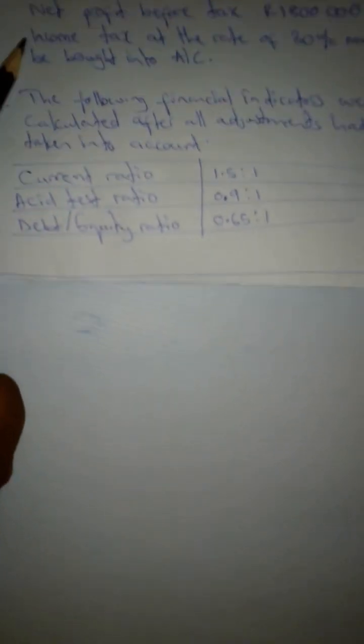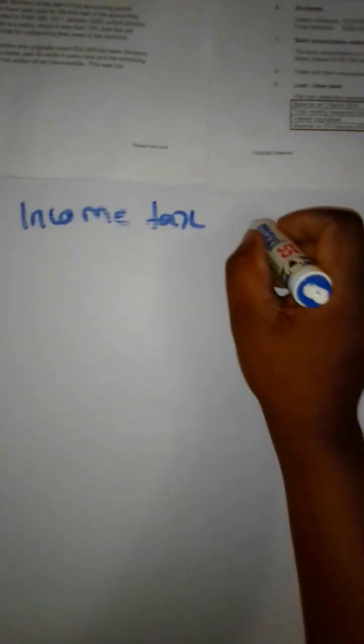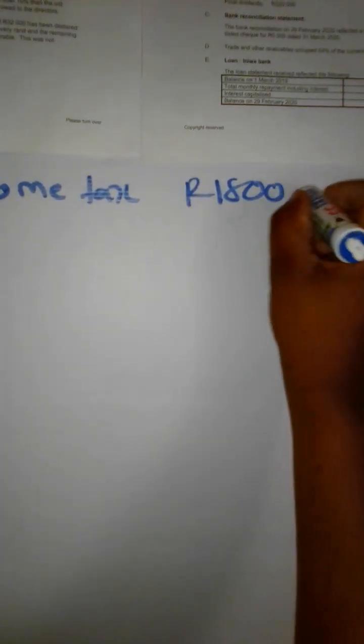Okay, and then let's look again. What else do we have? We have got SARS income tax here. The provisional income tax that was paid is 560. Okay, but here on adjustment number F, they've also given us something. Net profit before tax are 1.8 million. Income tax at the rate of 30% must still be brought into account. Let's calculate the income tax. We have 1.8 million, which is the net profit before tax, multiply by 30%, it will give us 540,000.